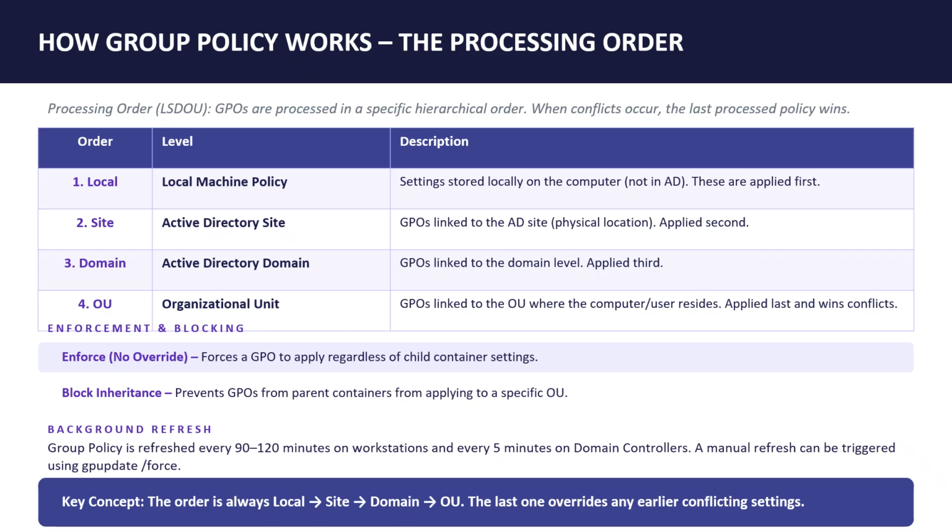The most important rule is that when conflicts occur between multiple GPOs, the last processed policy wins. This means that settings in an OU-linked GPO will override conflicting settings from the domain, site, or local levels. Administrators can also use enforce, which forces a GPO to apply regardless of child container settings, and block inheritance, which prevents parent GPOs from affecting a specific OU. Group policy refreshes automatically every 90 to 120 minutes on workstations and every 5 minutes on domain controllers.